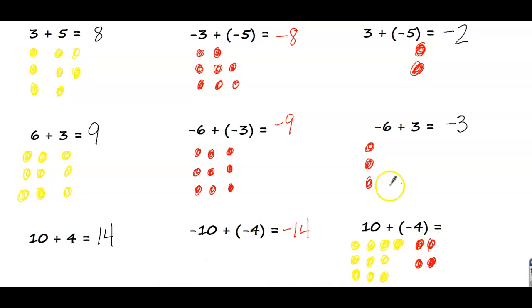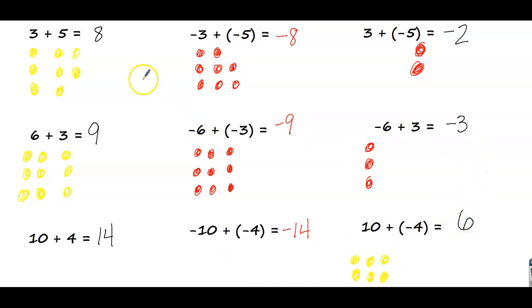Now I'm going to remove the 0 pairs. All right, so that means I remove 1 positive and 1 negative. 1 positive, 1 negative. 1 positive, 1 negative. 1 positive, 1 negative. If I remove all of these from the equation, what do I have left? 1, 2, 3, 4, 5, 6 positives.